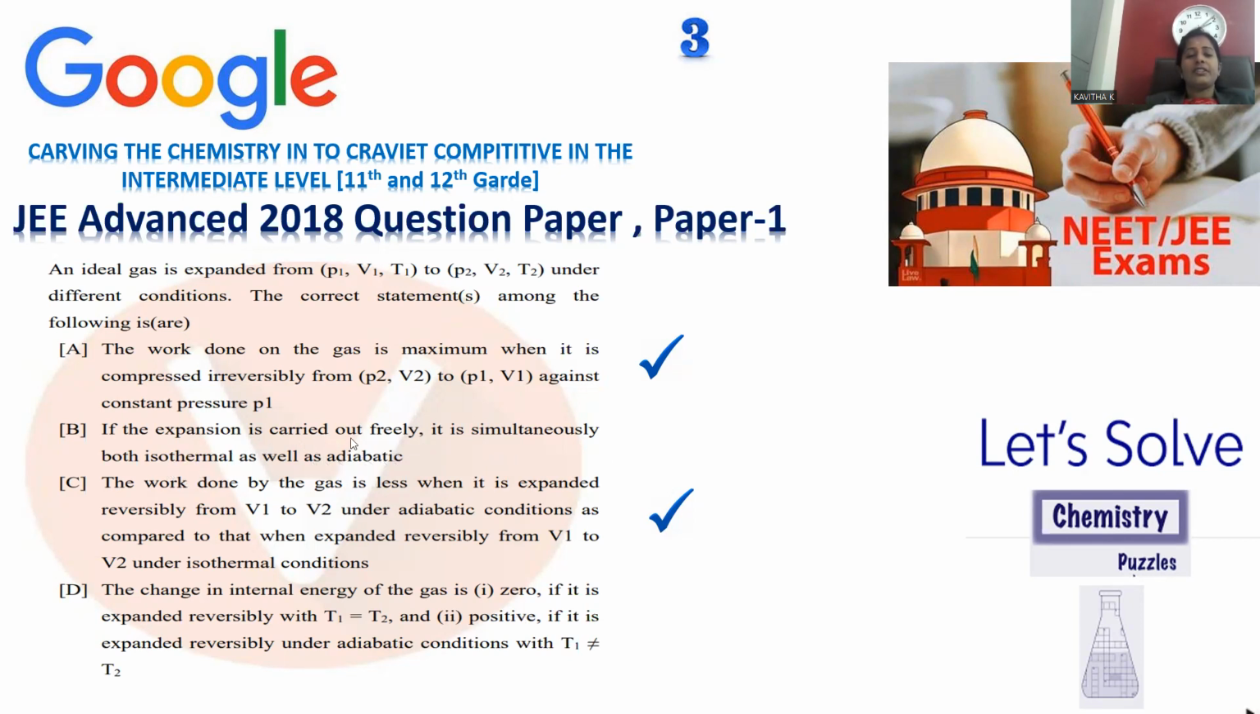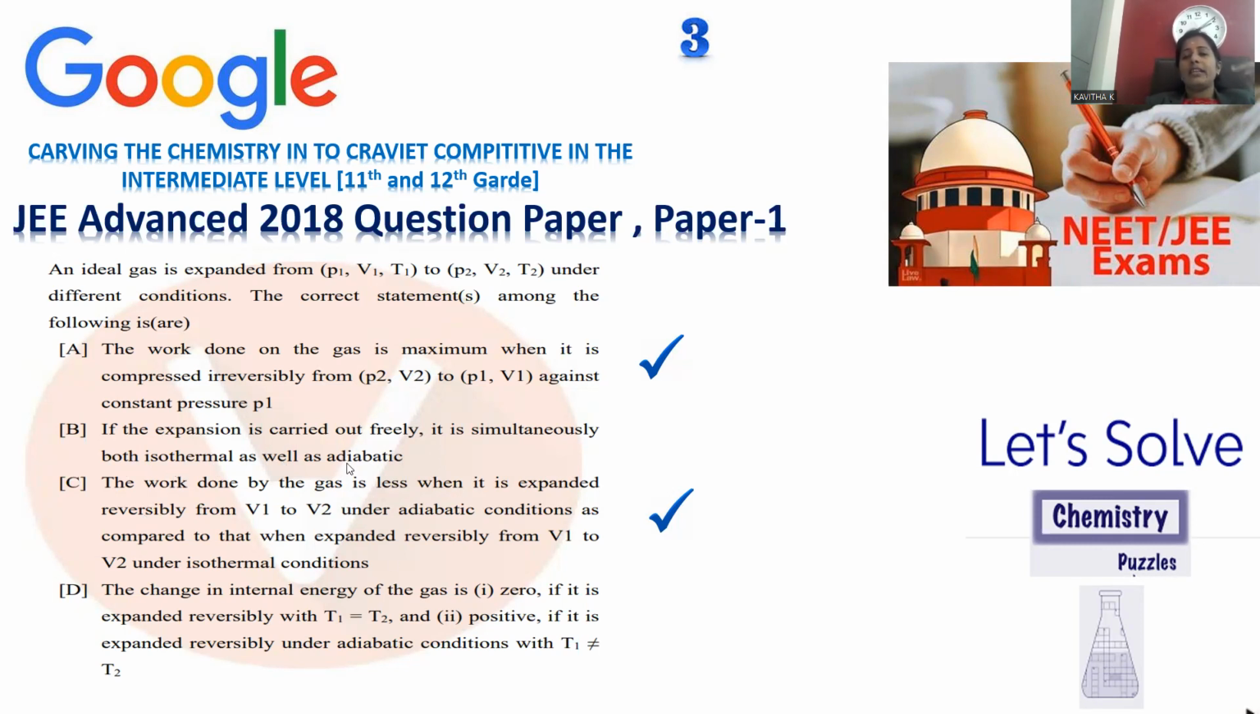Okay, expansion is carried out freely. Expansion means what? You're removing the pressure, so that all the compact molecules get separated to the maximum distances, which is called expansion. Simultaneously, isothermal as well as adiabatic. Isothermal denotes what? Where the temperature remains constant.